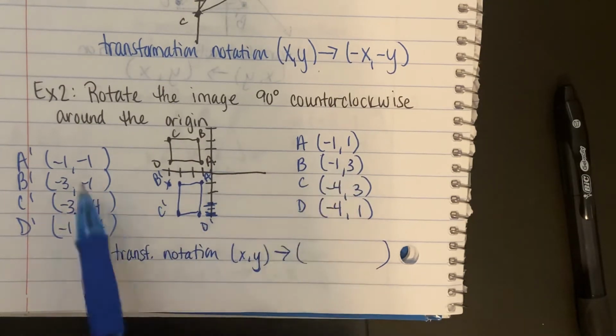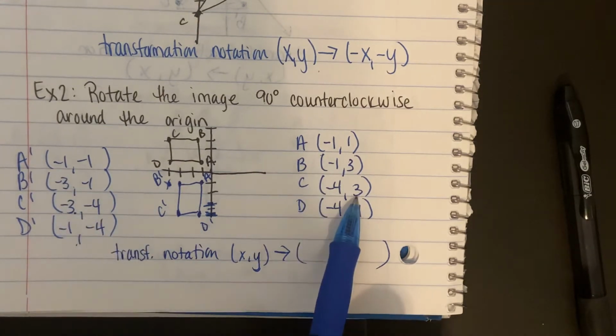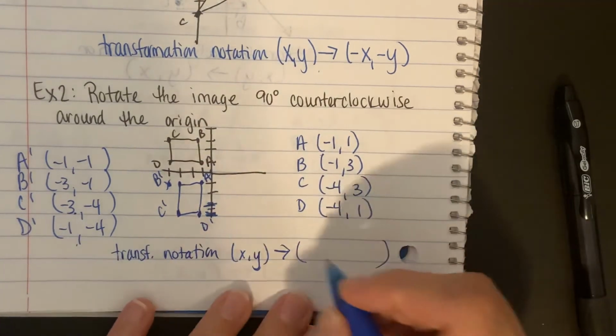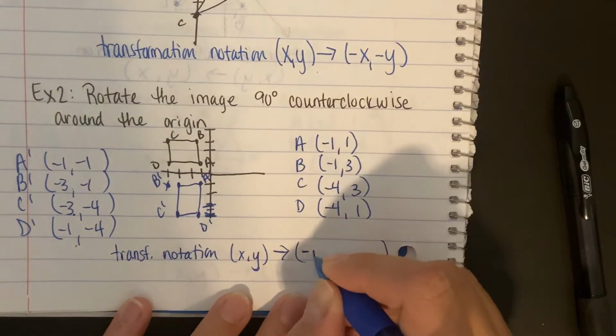So if I put the 3 first, it became negative. Did that happen with this 3 first negative and this 1 first negative? Okay, so what happened was the y became x and then it became negative. So this is -y.